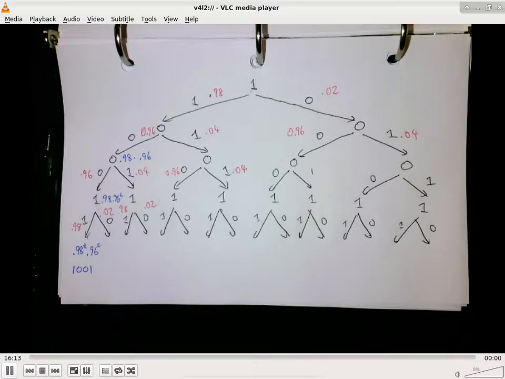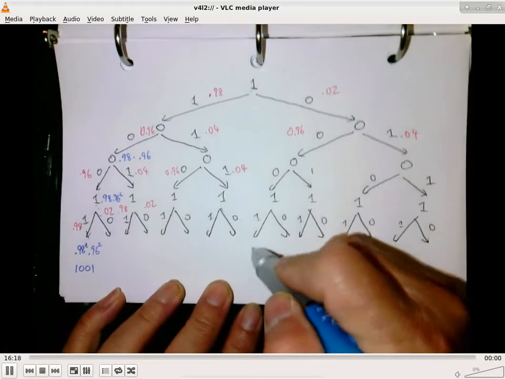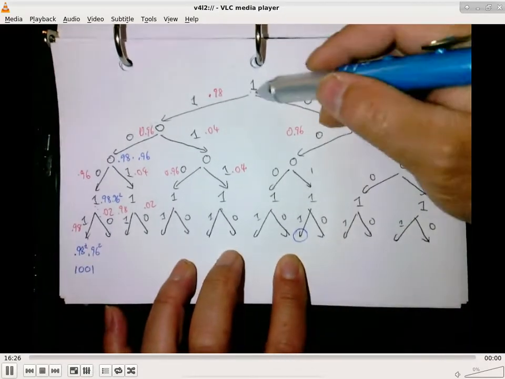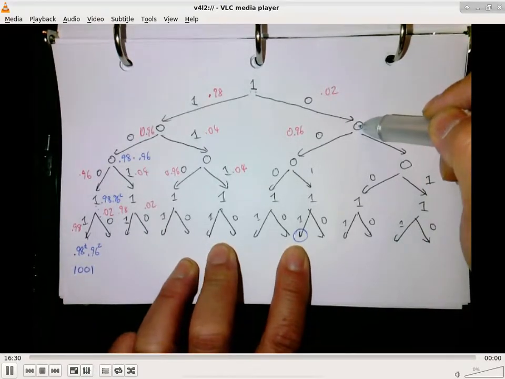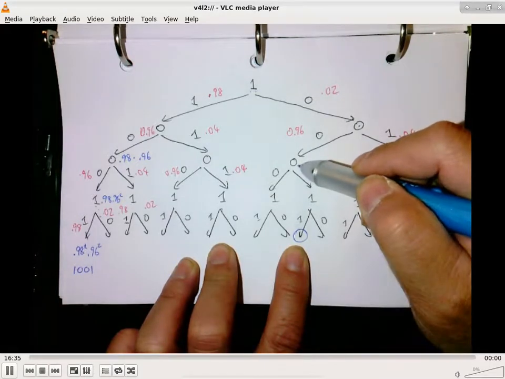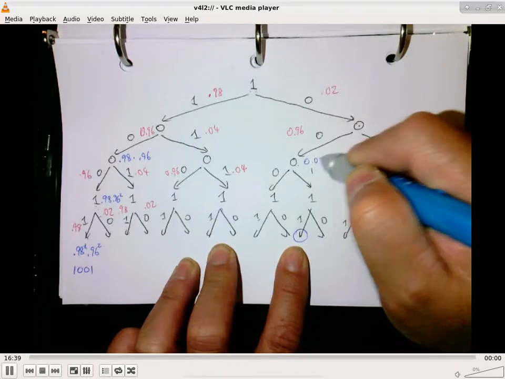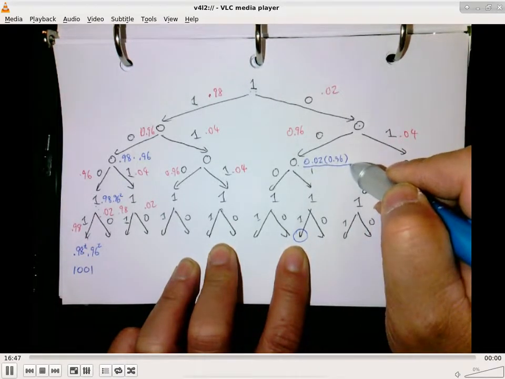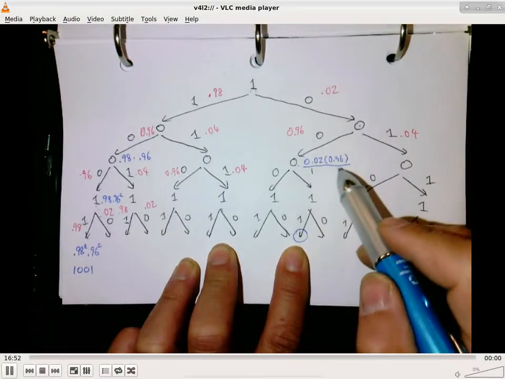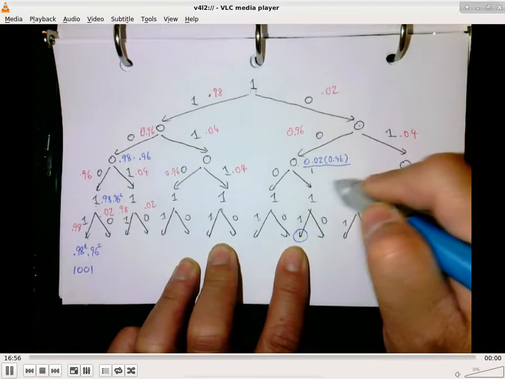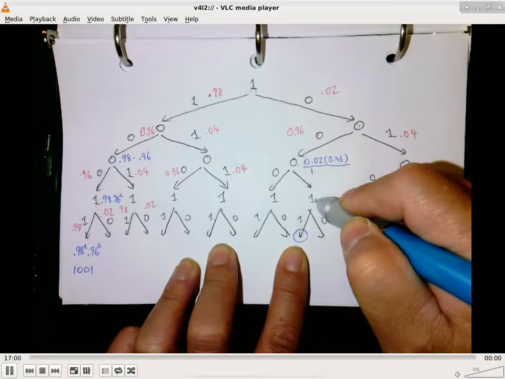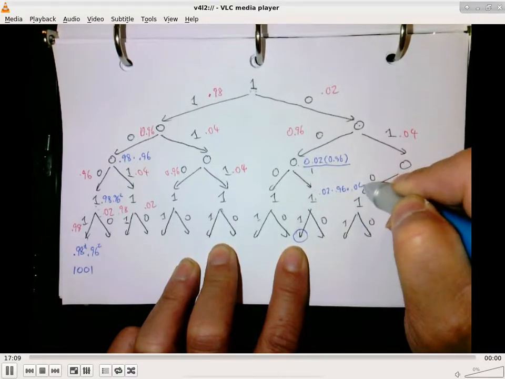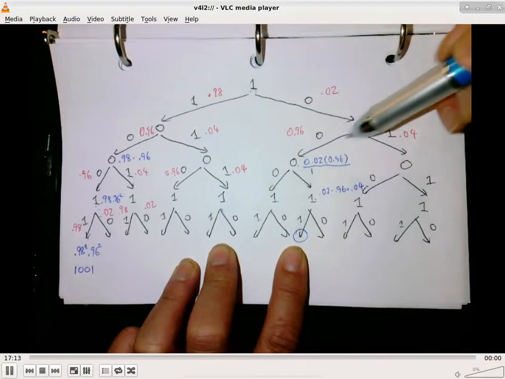Okay, we'll pick another leaf to analyze. We'll just pick this one here. This is the next one we want to analyze. How did we get here? A 0.02 chance to get here, and then of the 0.02, we have 0.96 chance of landing here. So the probability of here is 0.02 times 0.96. Of this probability, we have another 0.04 of a chance to end up here. So the probability of landing here is 0.02 times 0.96 times 0.04. It really is just the probability of each branch multiplied together.